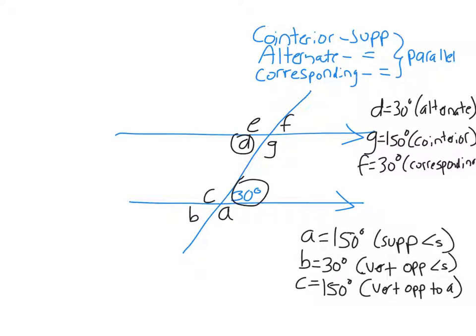And of course, there are heaps of ways we can find E as well. So E is vertically opposite to G, it is corresponding to C, it is supplementary to F. Heaps of ways you can do it. It is going to be 150 degrees, whichever one of those you use. All right, there's just one more thing we need to go through, which is determining whether two lines are parallel. Again, please pause and copy down if you need this.